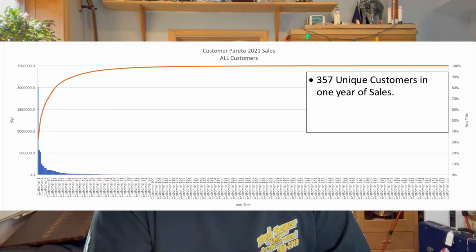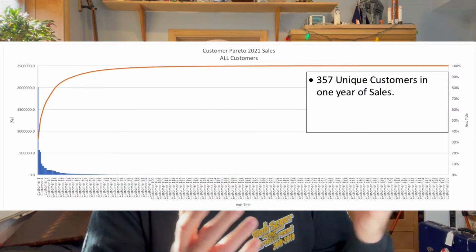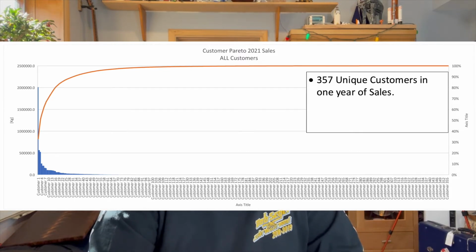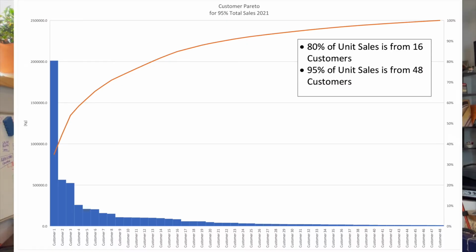So again, straightforward. You've got the data already. You've got that 1 year of sales. You start with creating your Pareto chart. This is not an Excel tutorial. You know how to create a Pareto chart, but you'll see here, this is 357 unique customers in 1 year of business just dropped into a Pareto chart after a pivot table. Scrolling down, a little bit more detail here. 80% of unit sales is from 16 customers, right? So 16 of the 357 customers make up 80% of our total sales in units. That's really important.